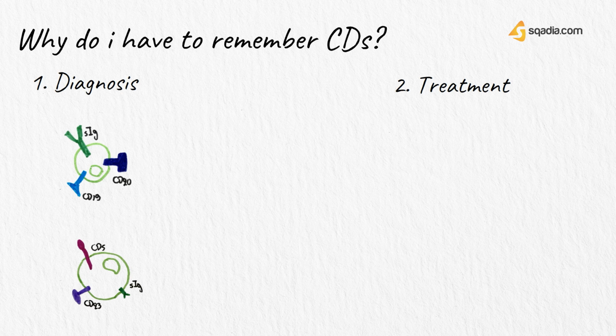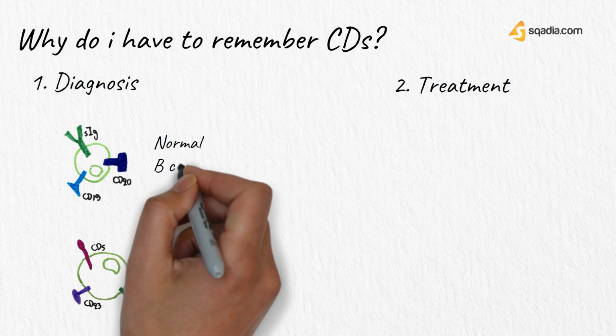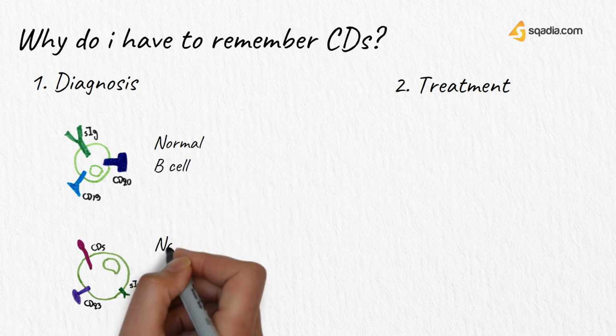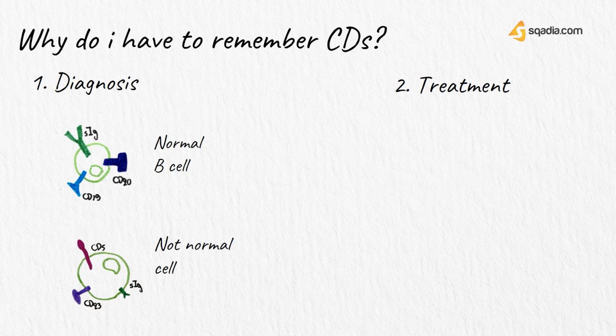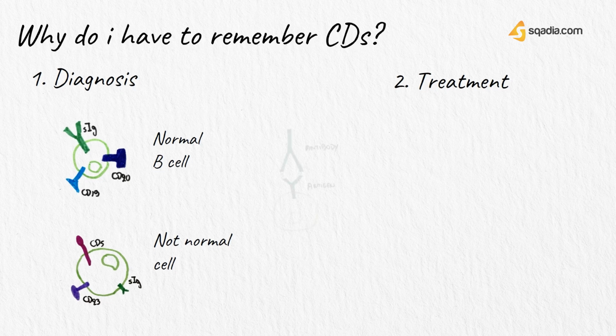First one, how the CDs are useful for diagnosis. The different combinations of CDs create different immunophenotypes. What does phenotype mean? What the cell looks like. For example, the first one looks like a normal B cell, and the other one looks like a not normal cell. Why immunophenotype? Because we are able to detect it by immunological methods.